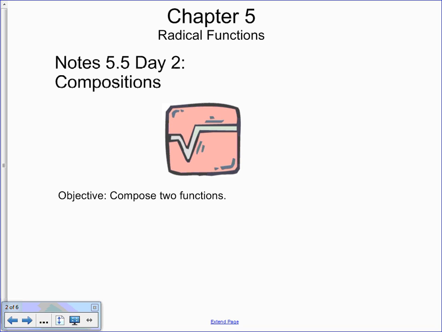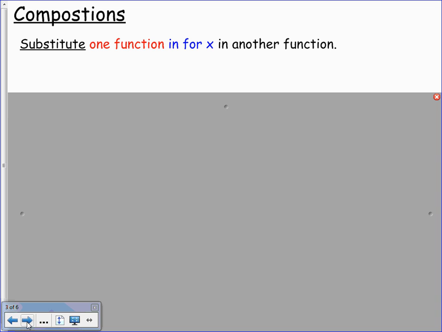So we're going to start with what's the definition of a composition. The definition of a composition is that you substitute one function in for x in another function. I need you to think about that constantly throughout the whole lesson today. I am not multiplying functions. I am not adding functions. I am substituting a function in for x in another function.